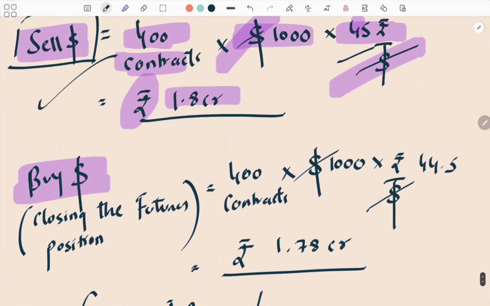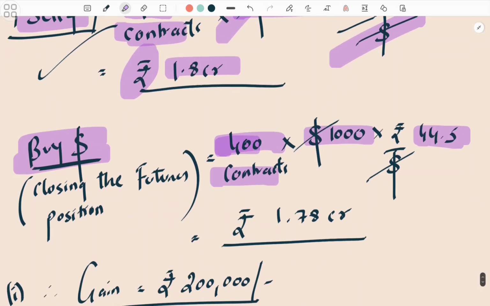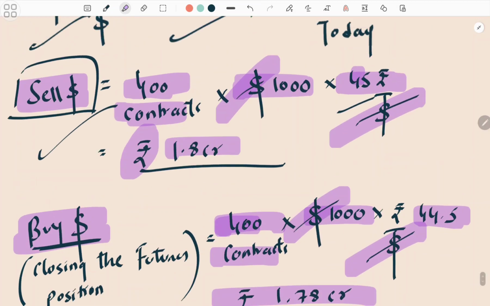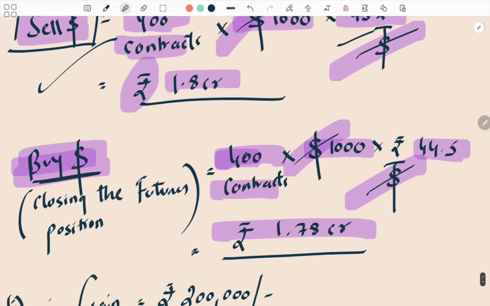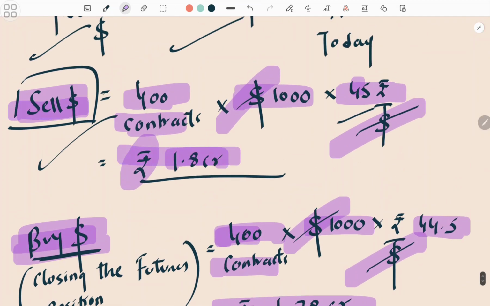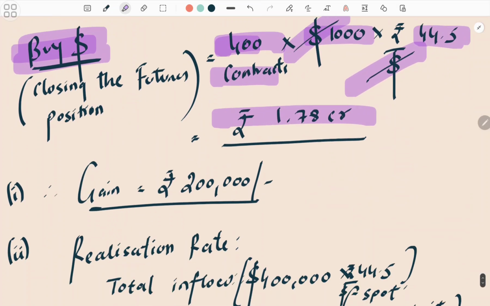So I have sold at 45 and I'll buy the dollar at 44.5. Similarly, 400 contracts, one contract size is $1,000, and I'm buying at rupee by dollar 44.5. A clear cut gain can be seen here, because when I finally get this amount, the dollar again goes. My rupee equivalent is rupee 1.78 crore. Okay, that is my buy dollar. I'll be buying the dollars at 1.78 crore and I'm selling these dollars at 1.8 crore. A clear cut gain of how many? 0.2 crore, which is 2 lakh rupees.